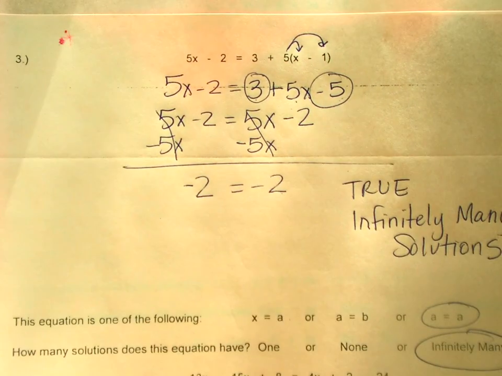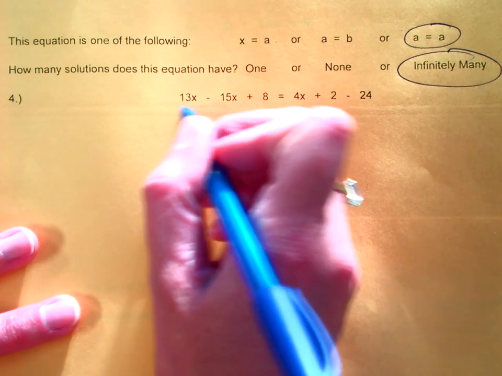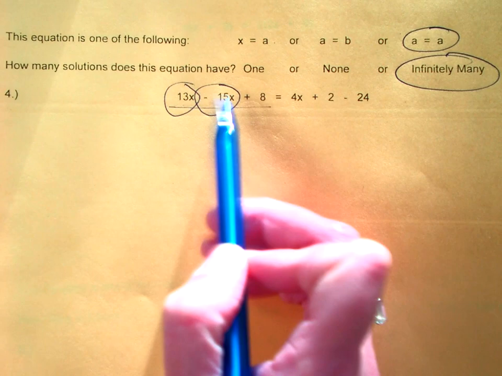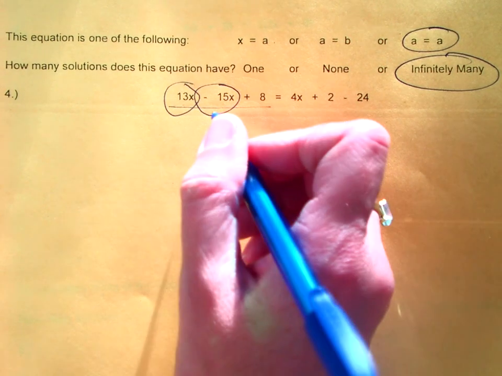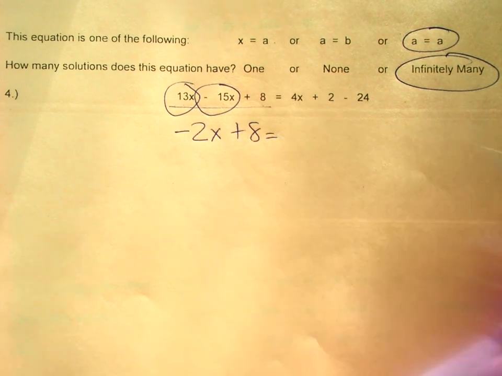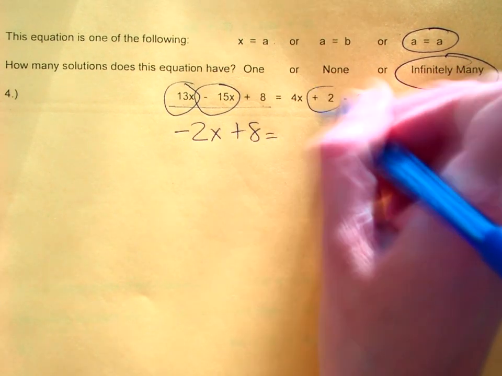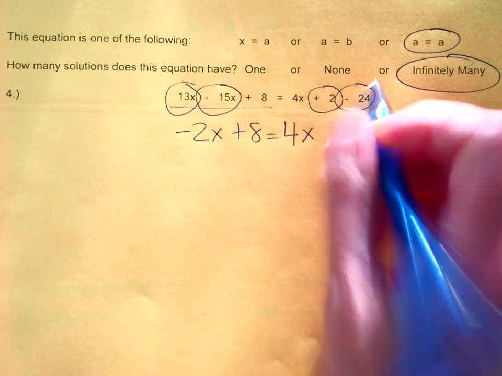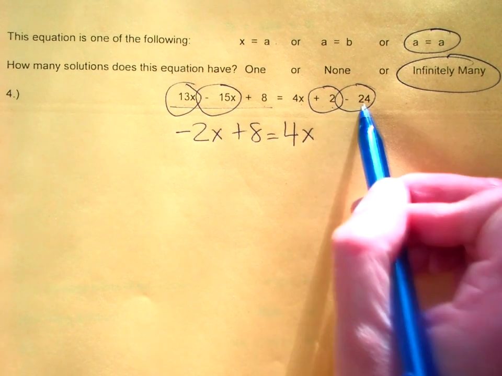Okay, number 4. Again, you want to simplify each side first. All right, so we're going to take a look. 13x minus 15x. That would leave us with -2x. Bring down our plus 8. And then on this side, I have constants that I want to combine together. I'll bring down the 4x. 2, positive 2, and a -24. That's going to leave us with -22.